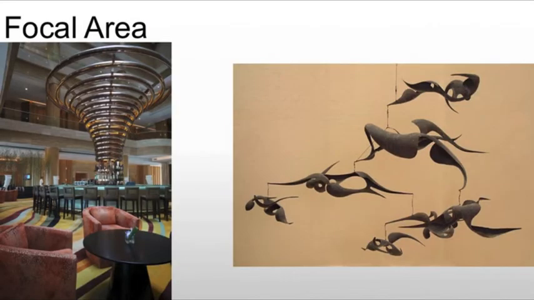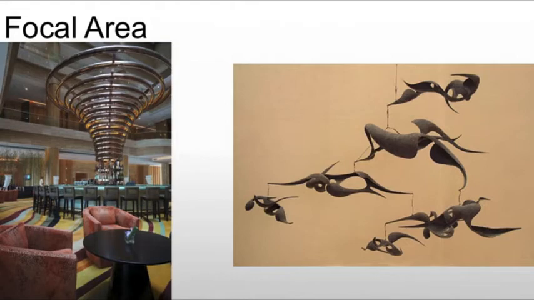Then we have focal area. Now this is the same as in two-dimensional, with the addition of movement. The focal area is where we're supposed to look in a piece. With a human form, for example, it's almost always the center of mass. We're going to start there and move on, or we start with a face. It just depends on the composition.